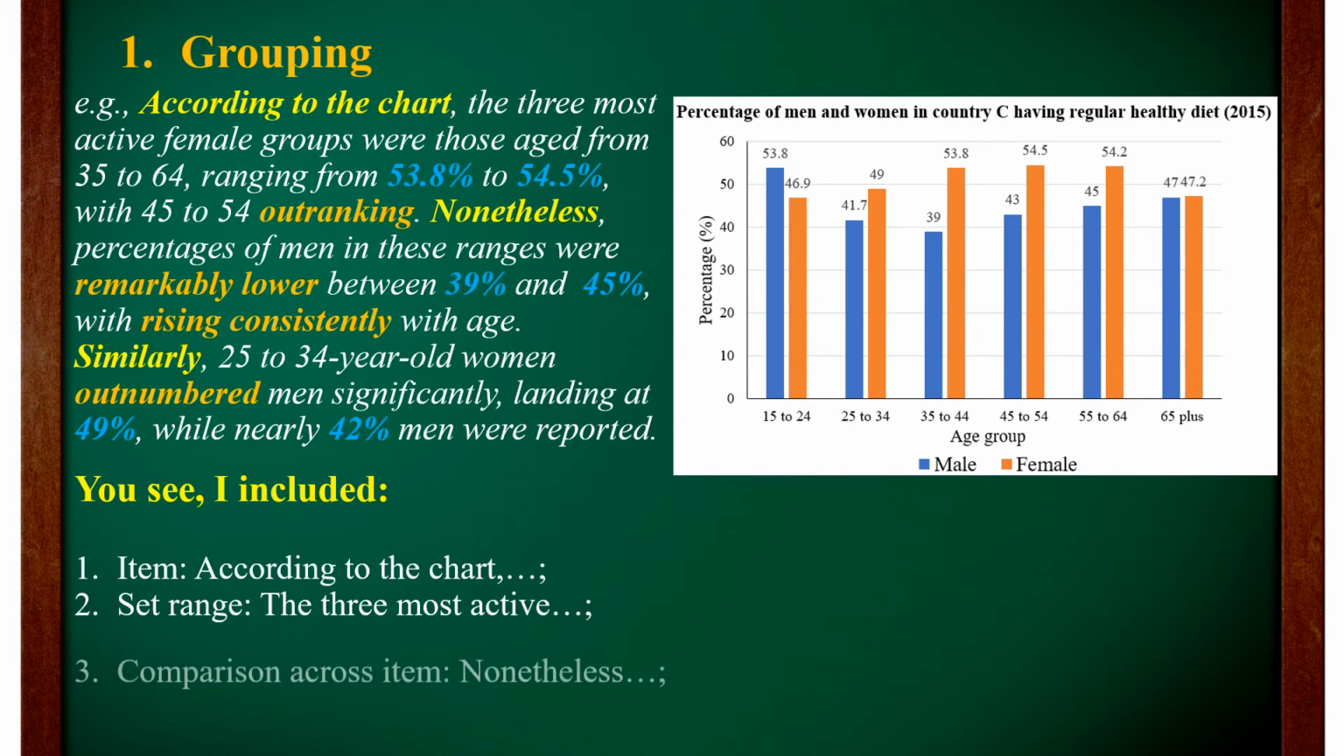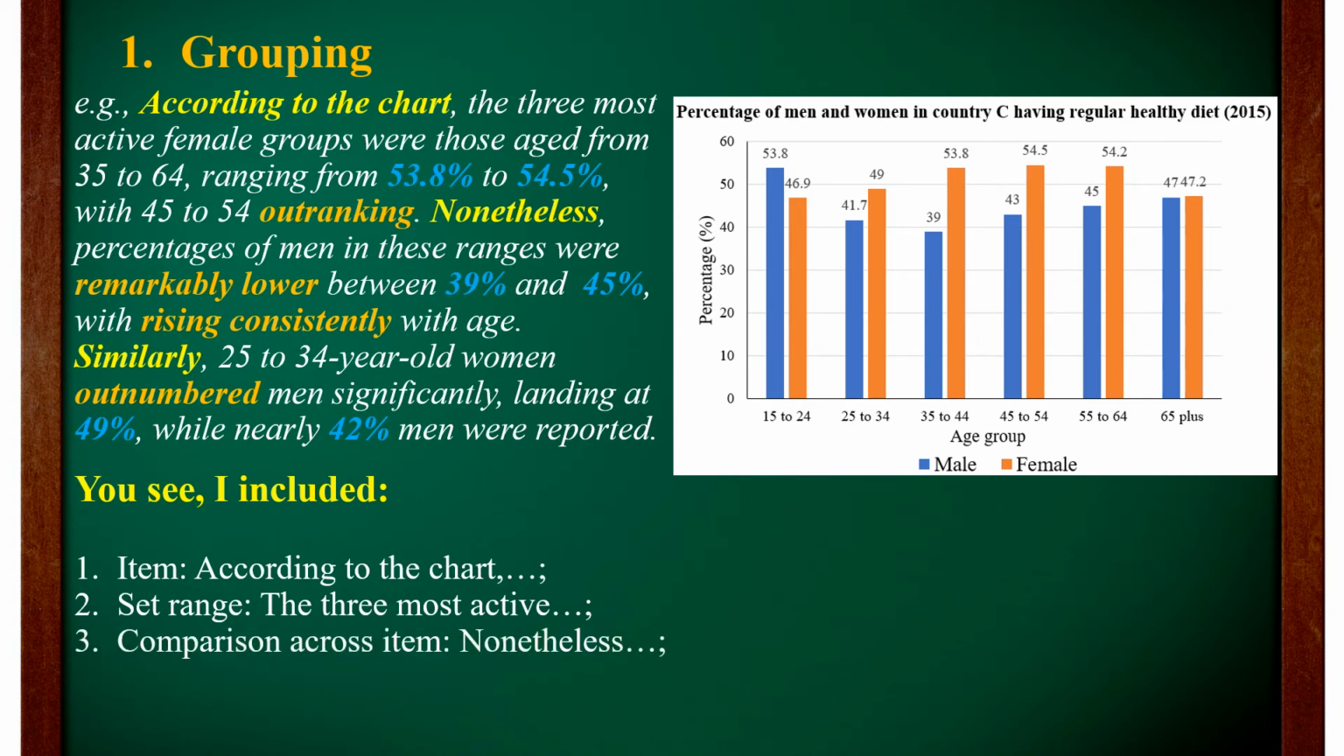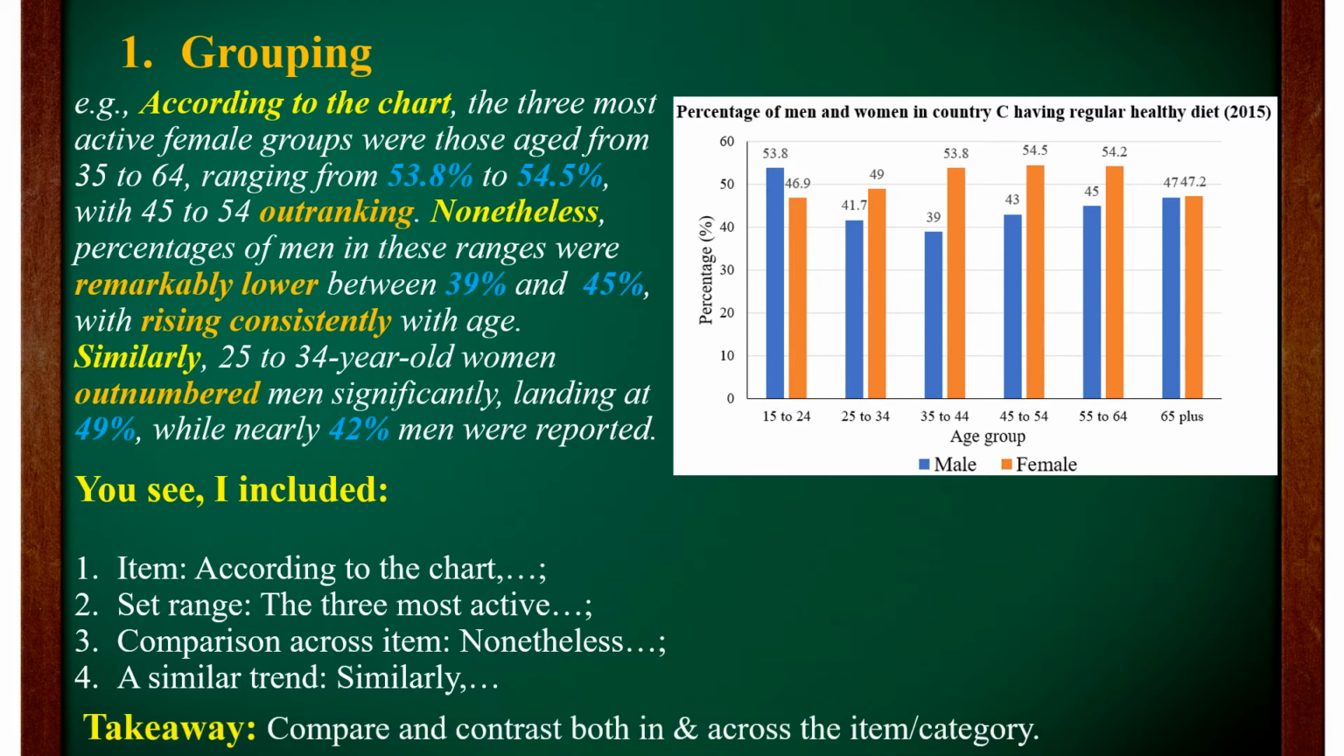To compare the figure to the male counterpart, I use the sentence connector nonetheless to emphasize that the percentage of male was lower. Similar to the female description, I use a set range rather than describing data one by one and stress that their percentage increased as age increased. Finally, I presented the last age range in the group by using the sentence connector similarly to emphasize that this age range follows the same pattern. One takeaway from this section is to remember to compare and contrast both in and across the item or category.